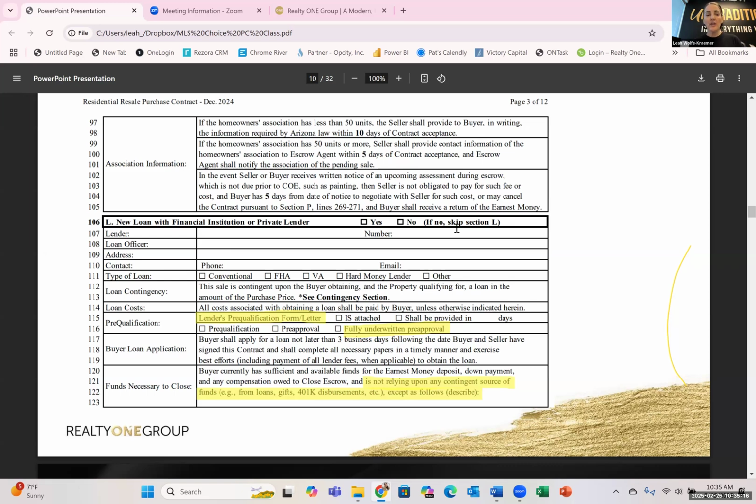If it's no, then it's either going to be cash or it's going to be seller financing. If it's yes, then you're going to provide the lender's information, and then you're going to have the type of loan. Obviously, this is specifying there's a loan contingency, all the costs paid by buyer, typical stuff. But you're not going to have an AAR pre-qual form. So now you're just going to get whatever the lender's pre-qualification form or letter is.